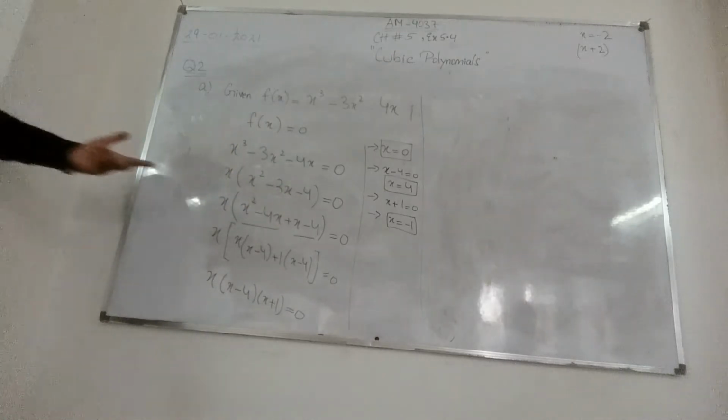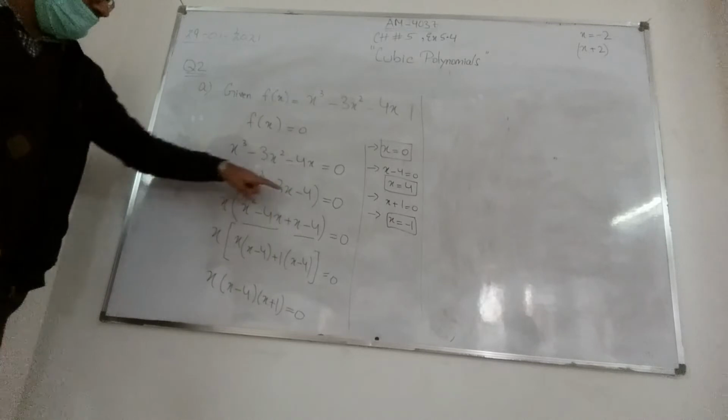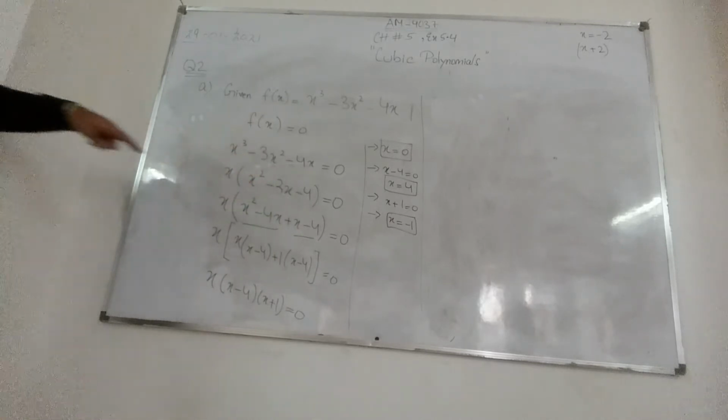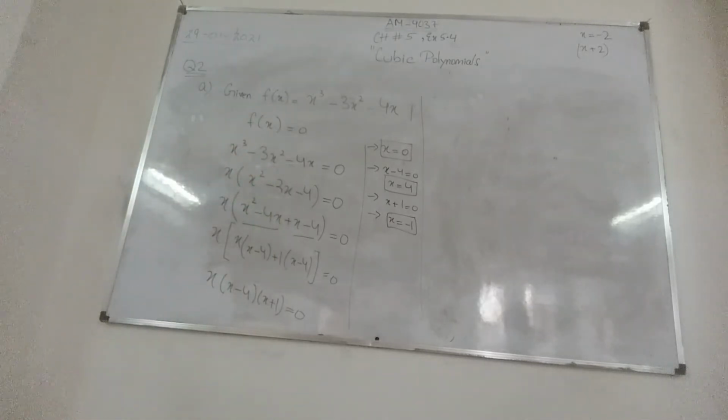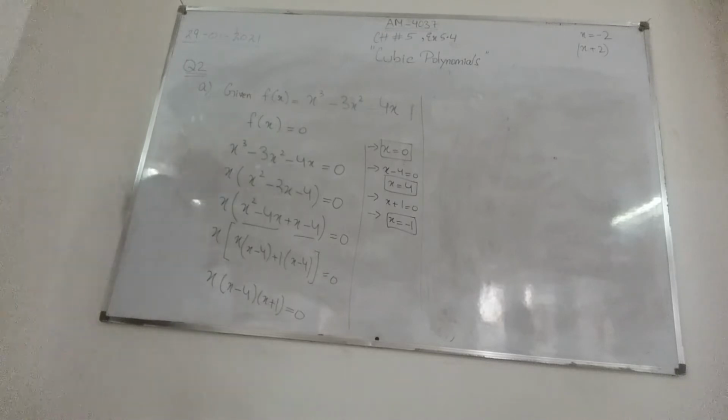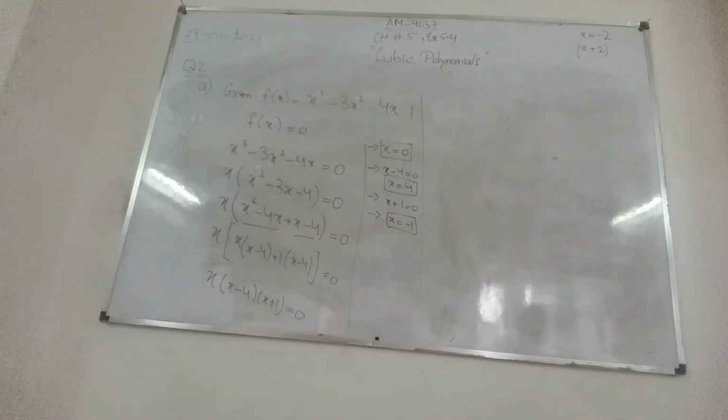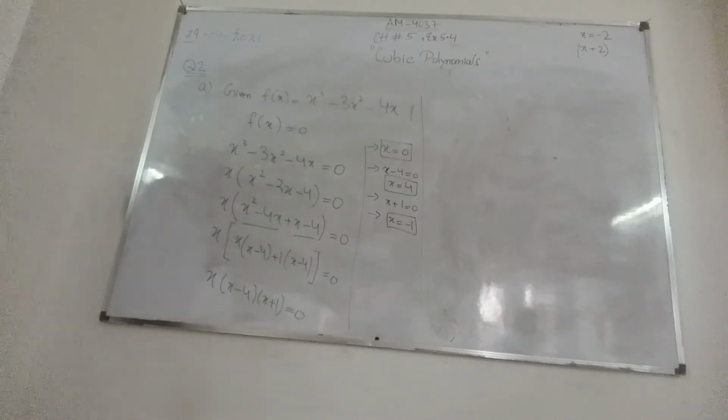Middle term breaking method, you know how it is applied? We have to multiply the corners. 4 multiplied by 1 is 4, so I have to make factors of 4. The factors of 4 which can give me 3 are 4 and 1. When I subtract 1 from 4 I will get 3. So I am going for 4 and 1.